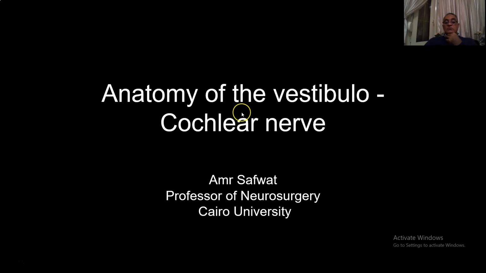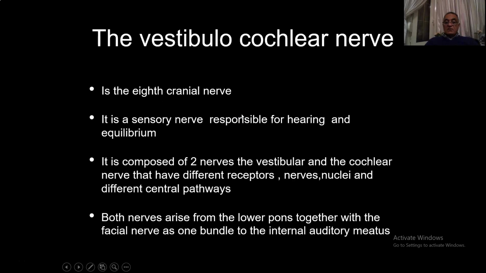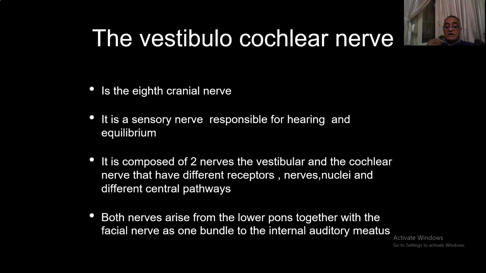Today we are going to continue our series of applied neuroanatomy and anatomy of the cranial nerves. And today we are going to discuss a very important sensory nerve, which is the vestibulocochlear nerve. The vestibulocochlear nerve, as you all know, is the 8th cranial nerve. It is a sensory nerve responsible for hearing and equilibrium.